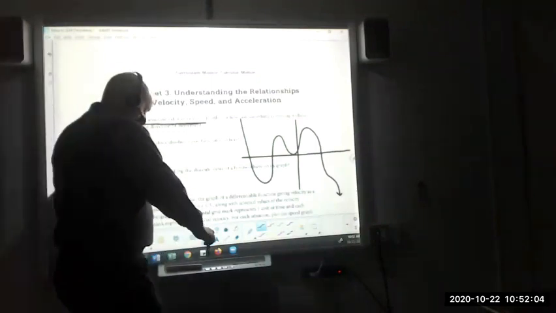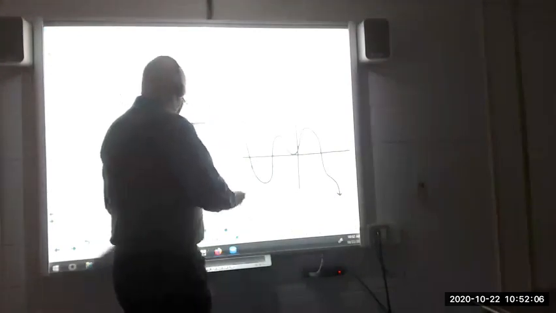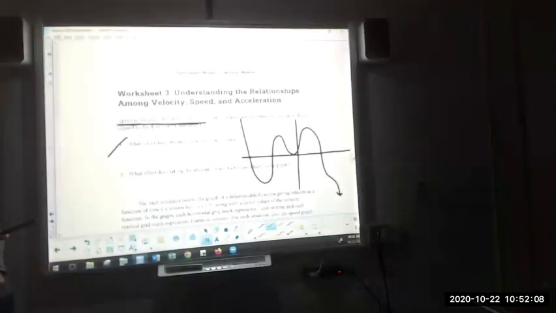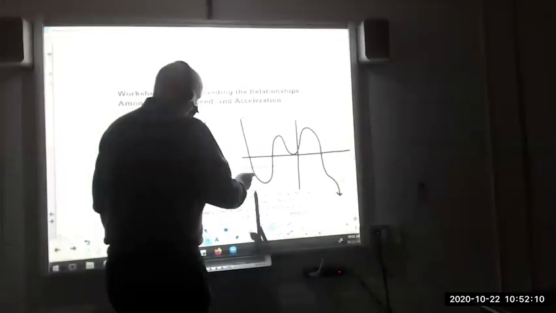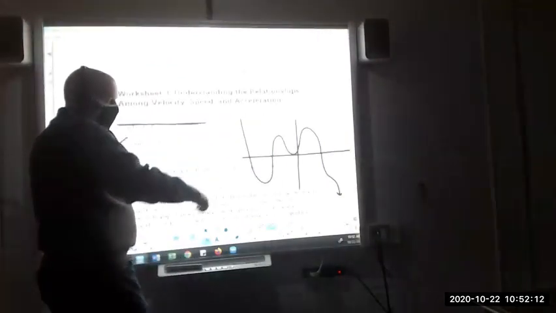Okay, this is some function. I'm not even bothered to name it. What happens to the graph here if we take the absolute value? Well, this is what happens. Because, just like with numbers, the absolute value makes everything positive. All of this graph needs to become positive.